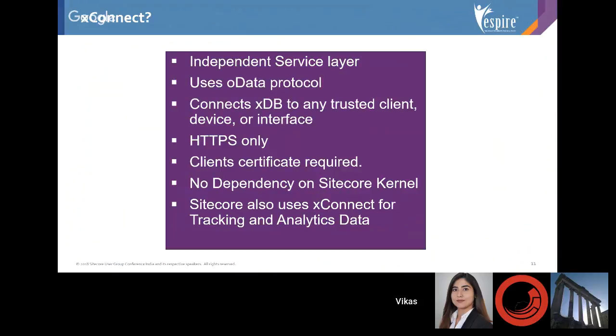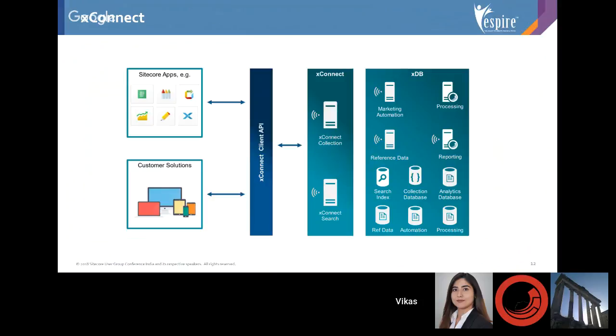Earlier, up to 8, all the XDB related functionality was built natively within Sitecore, so you had to run those with the Sitecore kernel. Sitecore also uses xConnect for tracking and analytics data. The Sitecore tracker captures all your data, and at the end, it uses xConnect to move that data to the XDB. So it's a very important layer in Sitecore these days to connect our Sitecore applications or any customer solutions, which we'll be talking more about today.